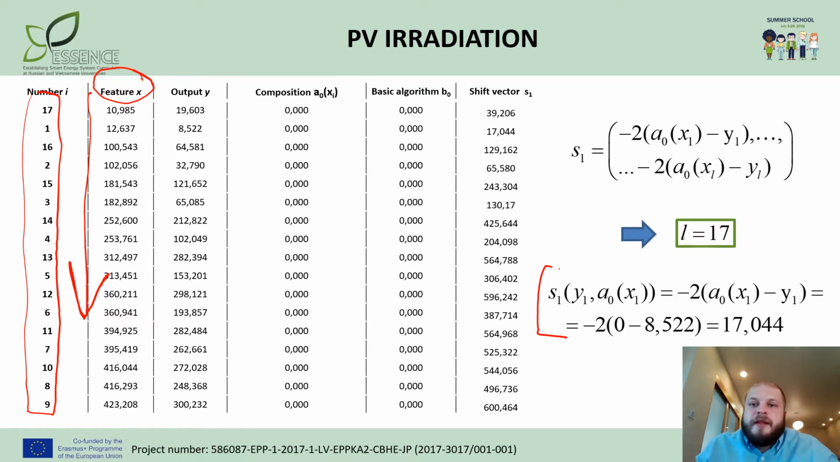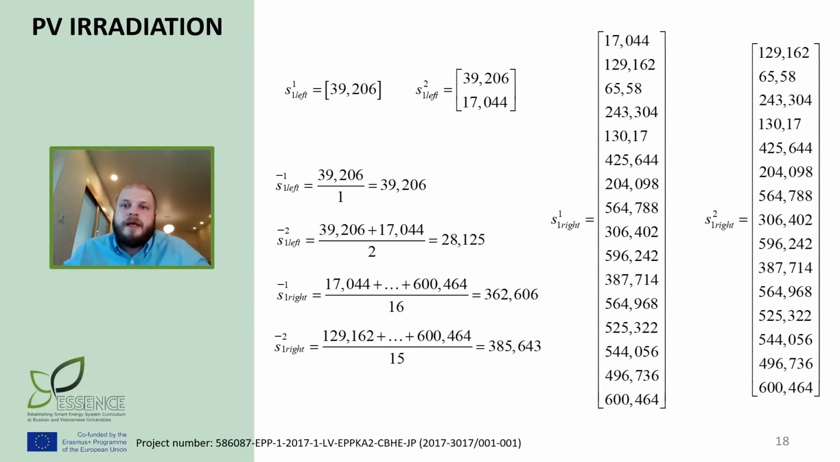So similarly, the other values of the shifting vector are calculated. It's like S2, S3, S4, etc. Let me draw your attention to that after filtration, we have only 17 entries in our data sample. Well, don't be afraid of too many formulas.